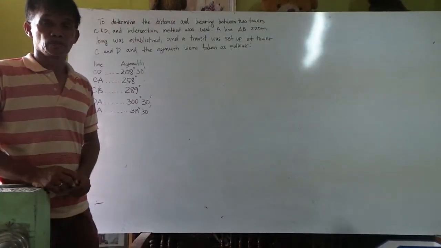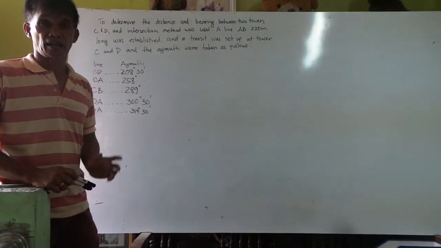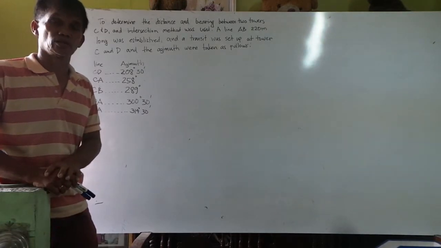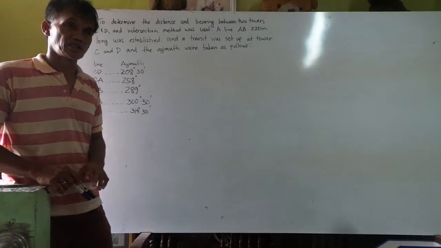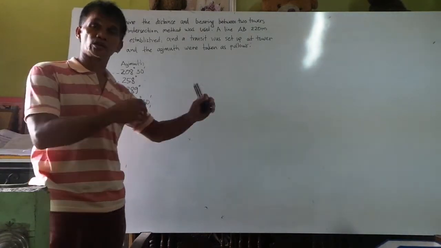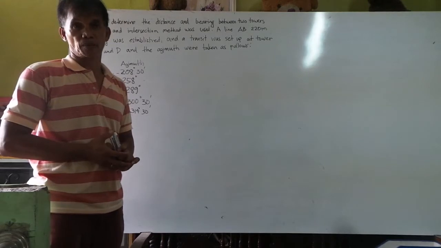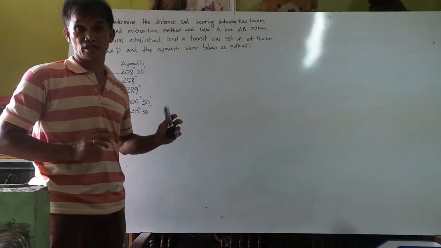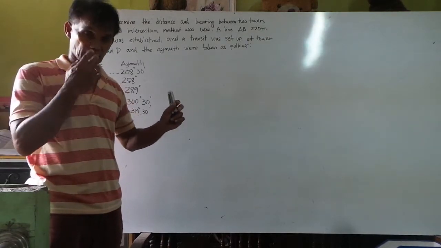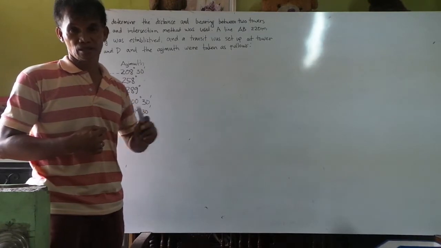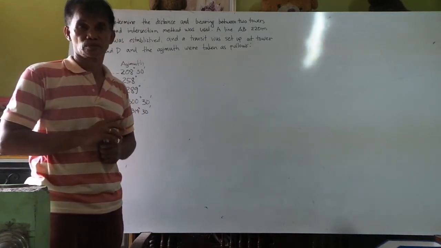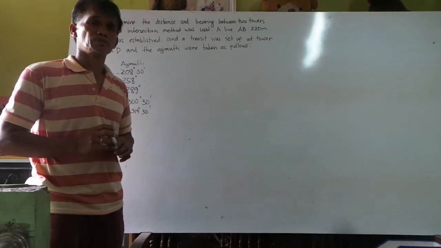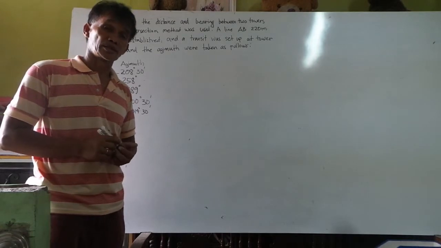One method of transit survey is the intersection method. Take note that in the intersection method, you need two transit stations, or two points where the transit is to be set up, and also one distance, the baseline between the transit stations. We need at least a certain distance, and that distance is what we term the baseline.